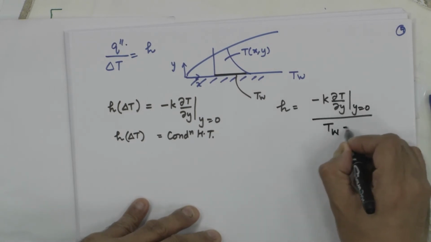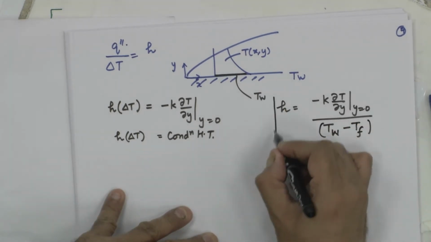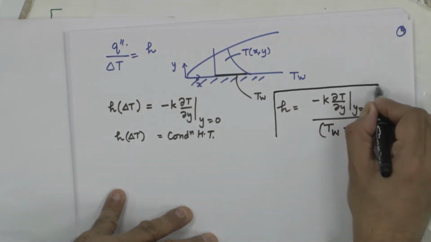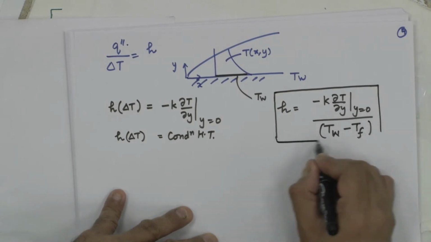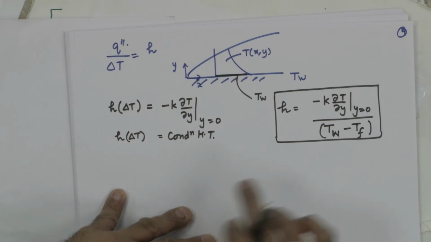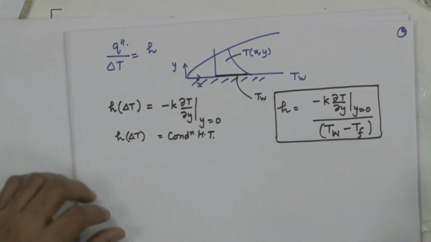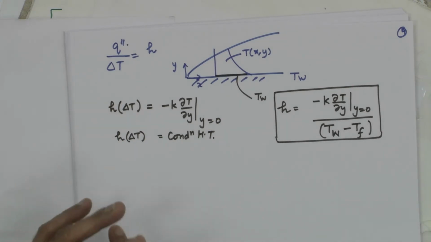is nothing but T wall minus T fluid, and we saw earlier this T fluid could be T infinity or T bulk mean, depending on what we want. So, if it is internal flow, it will be T bulk mean. If it is external flow, it is T infinity. So, this is the definition of heat transfer coefficient.